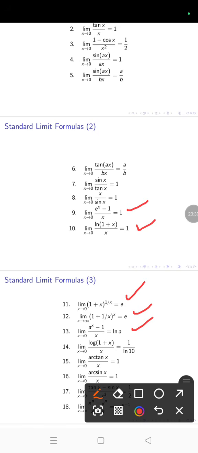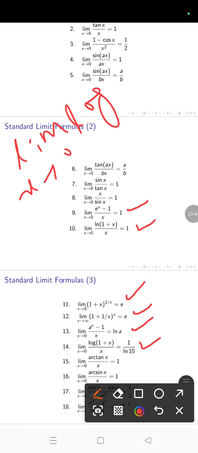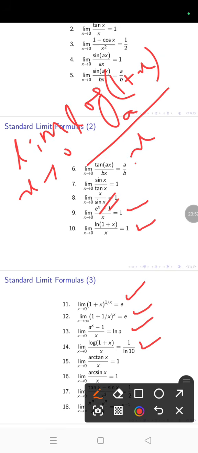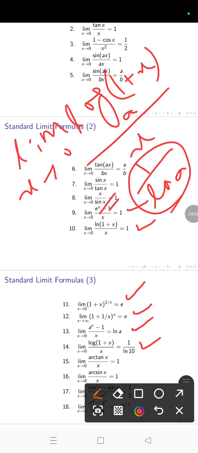This is 1 by ln 10, because log 1 plus x, here you just check formula number 14. You can write limit x tends to 0 log 1 plus x, if the base is a, divided by x, it will be 1 by ln a. Here it is written ln 10, which means the base is 10. If it is base 10, then it is 1 by ln 10. If the base is a, then it is 1 by ln a.